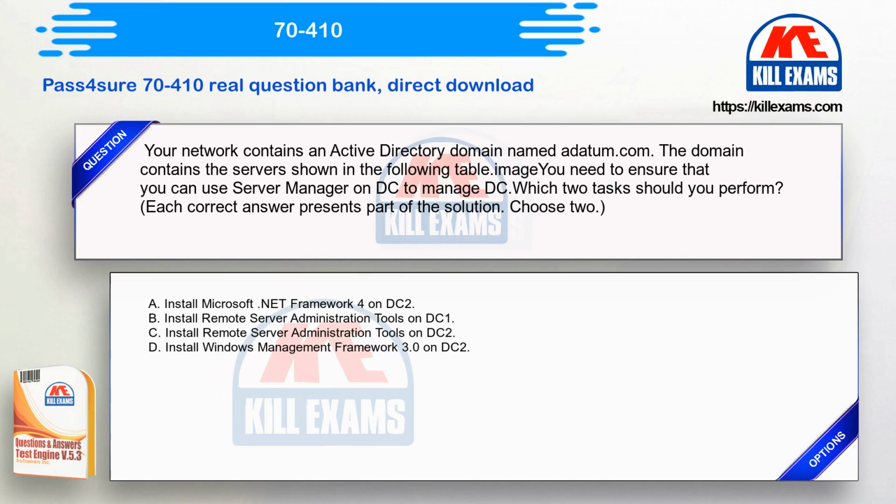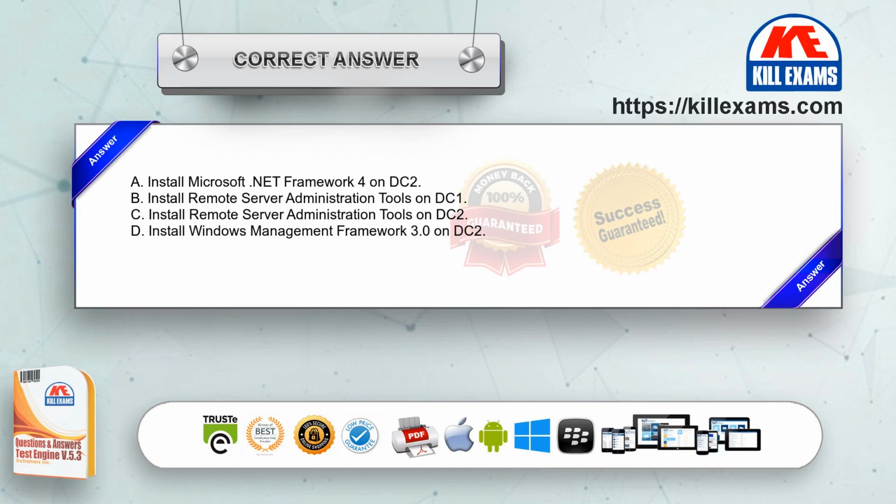Choose two. Option A. Install Microsoft .NET Framework 4 on DC2. Option B. Install Remote Server Administration Tools on DC1. Option C. Install Remote Server Administration Tools on DC2. Option D. Install Windows Management Framework 3.0 on DC2. The correct answer is option A, D.